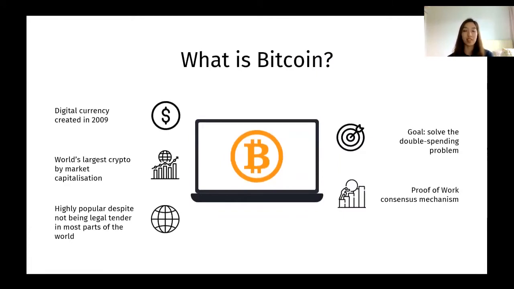So Bitcoin is a digital currency created in 2009 by Satoshi Nakamoto. It's the world's largest cryptocurrency by market capitalization. It's very popular, even though it's not legal tender in most parts of the world.